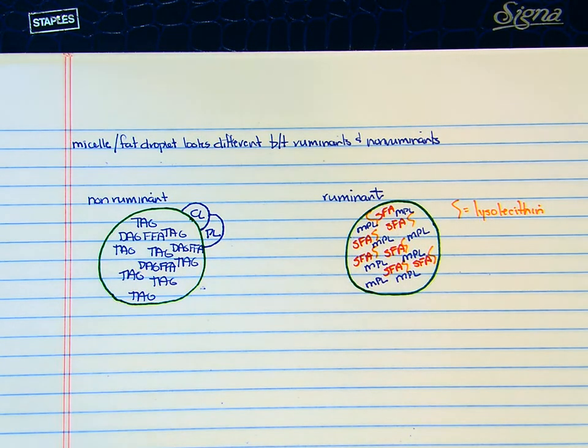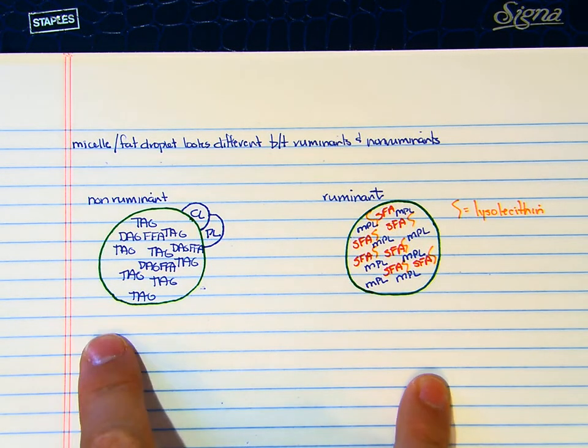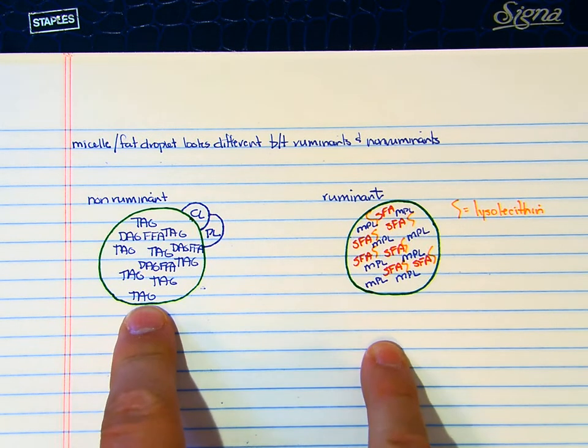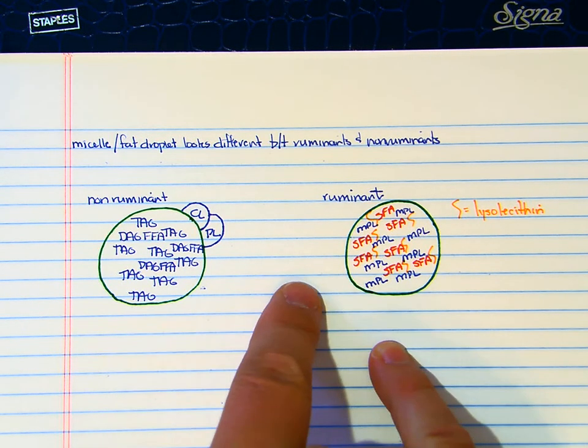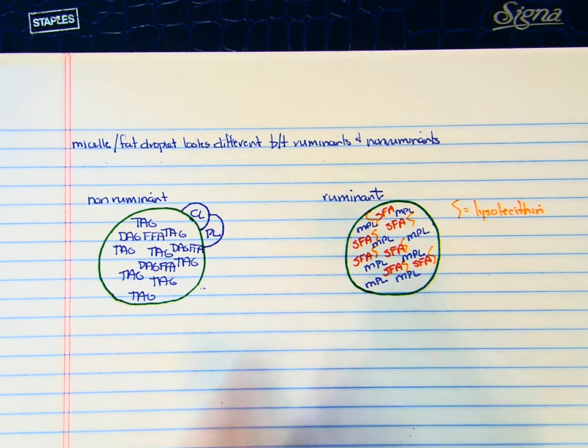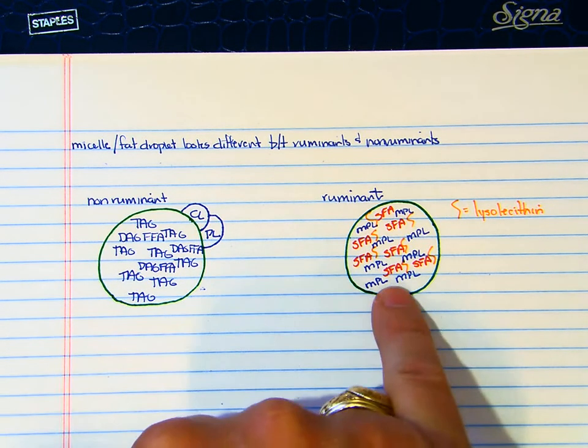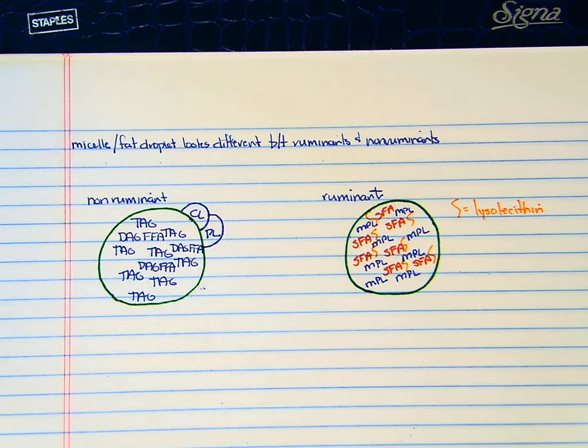Okay? And so it is really important that you guys know the differences between non-ruminant and ruminant fat droplets. And why are there saturated fatty acids in here? You feed them the same fat, you feed them a highly unsaturated fat. Our little pig can absorb unsaturated fats because they're still present in the TAG, whereas the microbes have taken those unsaturated fats, broken them off the glycerol, and made saturated fatty acids of them.